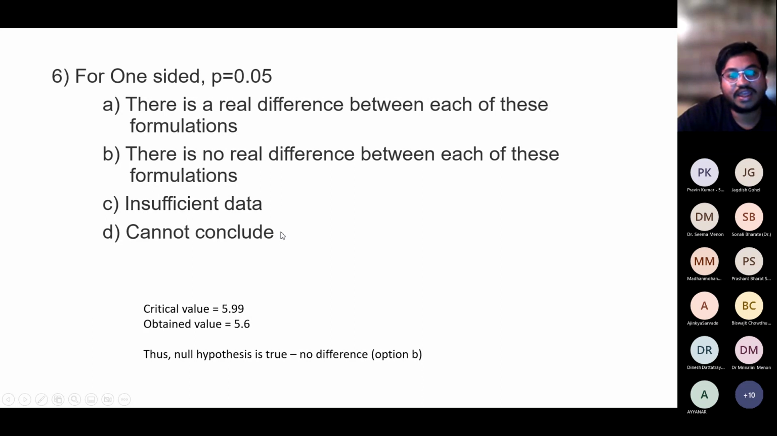But if the numbers are high and even if it marginally crosses the critical value, then you say that it is significant. Go by the one tail. For this question, it has asked for one-sided, so we are going by the one-tailed test.